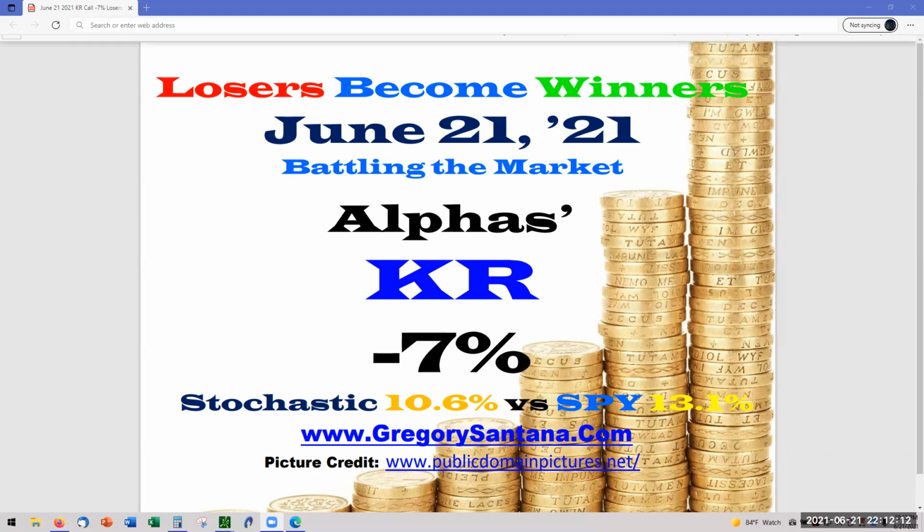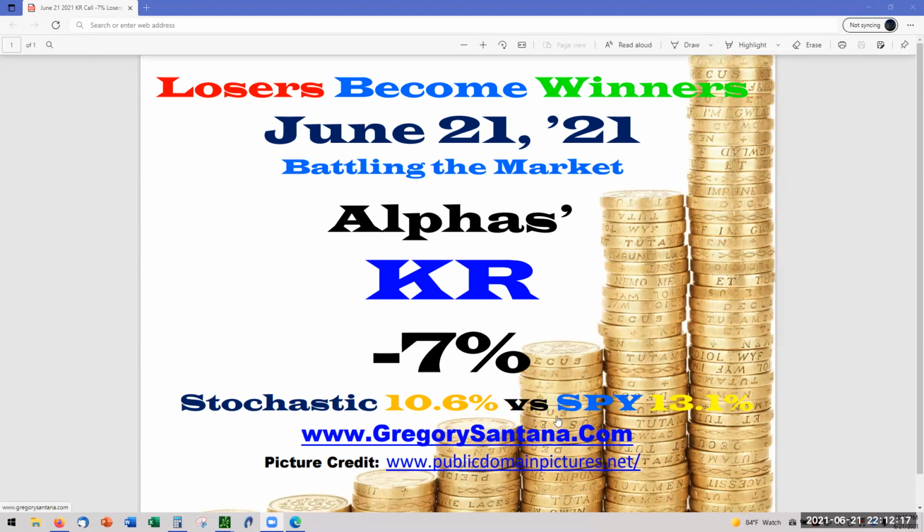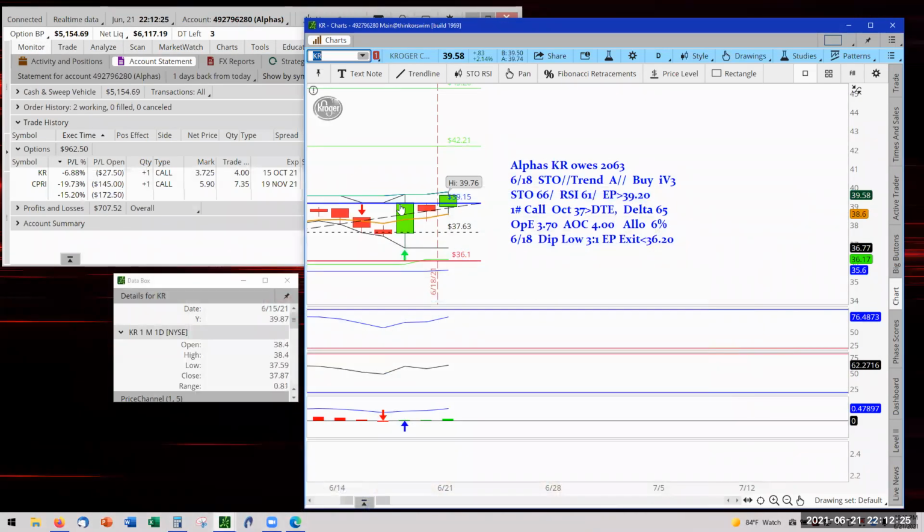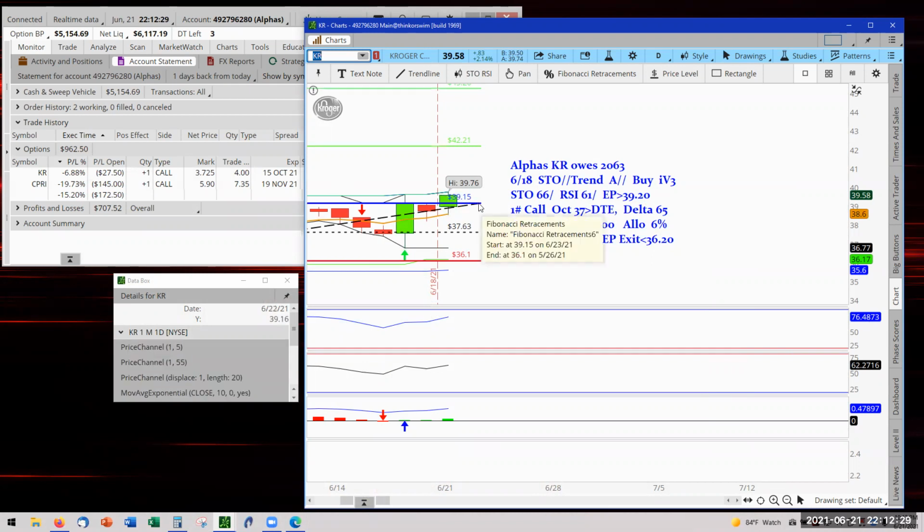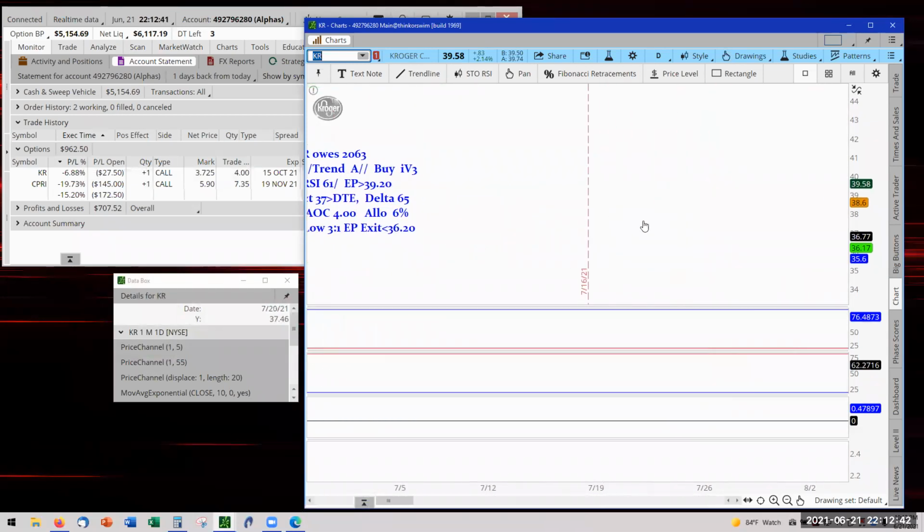KR at -7%. It's a move up. Yes, it is. And also, we're running at 10.6 versus 13.1. And yesterday we were at 8.6, so we picked up 2 percentage points in that regard. So here we are, it's KR. You see, we're trying to push back the entry point. And like I said, once this full body clears above that entry point, we will then be moving to stop as EP stop. That's entry point stop.